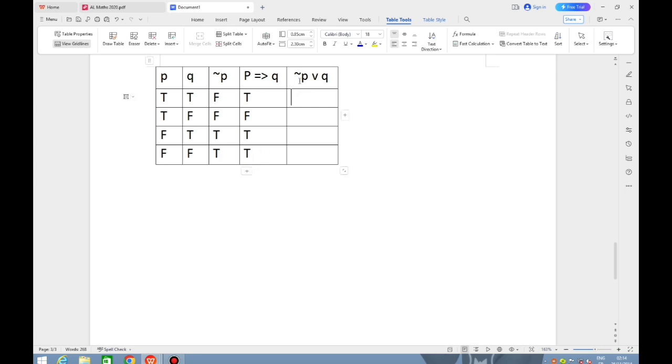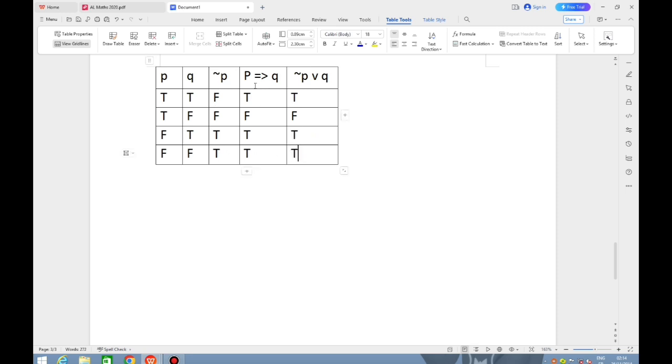Now we move on to the next one, negation of P or Q. Here, if any value is true, then the result is true. The negation of P and Q is a true value, so this is true. Here, all of them are false, so this is false. Here, all of them are true, so this is true. Here, negative Q is true, so this is true.